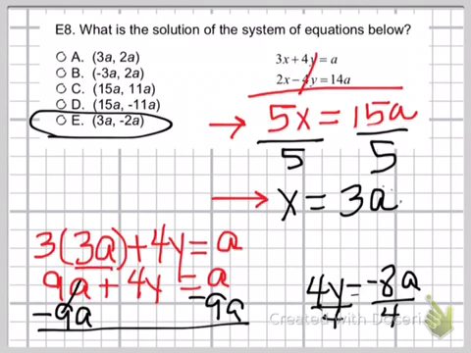So that gave me 9a plus 4y equals a. And I want to solve for y. So I subtracted 9a from both sides to eliminate the a's. And then I divided both sides by 4. And so I found that y is going to equal negative 2a. So if x equals 3a, y is going to equal negative 2a.